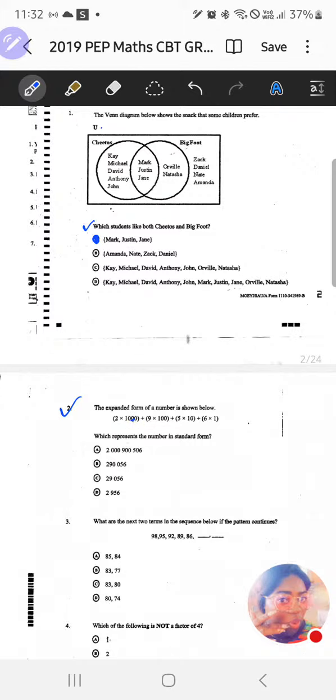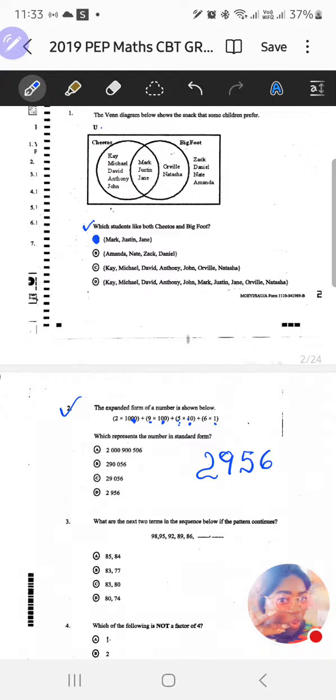That means the thousands place. 9 times 100, that's the hundreds place. 5 times 10, that's the tens place, and 6 times 1, that's the ones place. So let's go ahead. 6 times 1, so we have 6 in the ones place. In the tens place, we have 5 times 10, so that's 5 in the tens place. In the hundreds place, we've got 9, so that's 9 times 100, 9 in the hundreds place. And in the thousands place, we've got 2.